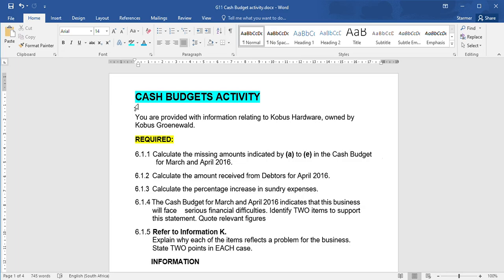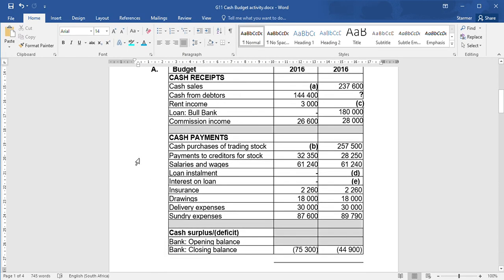This video is going to cover an activity on cash budgets. They give you information relating to Quibus hardware, and then they give you several things you're required to do. The first thing we need to do is calculate missing amounts indicated by A to E in the cash budget. So if you have a look here, we're going to work through each of these now.